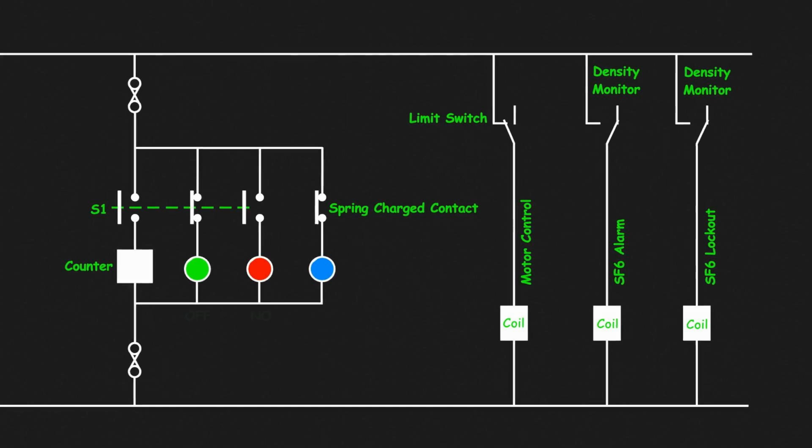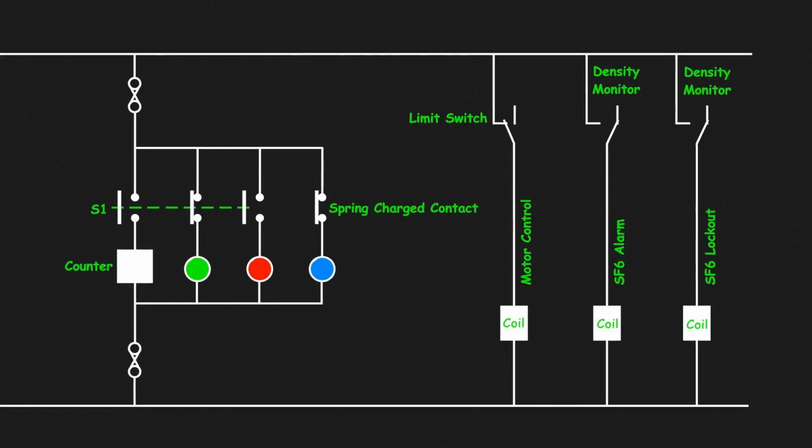For instance, they provide on-off indication, spring charging status, an operation counter to track how many times the breaker has operated, real-time information on whether the spring is charged, charging, or uncharged, and SF6 gas density monitoring to check whether the gas pressure is normal, at an alarm level, or in lockout condition. All of these features require additional wiring and dedicated circuits within the control system. Let's take a closer look at how this works.